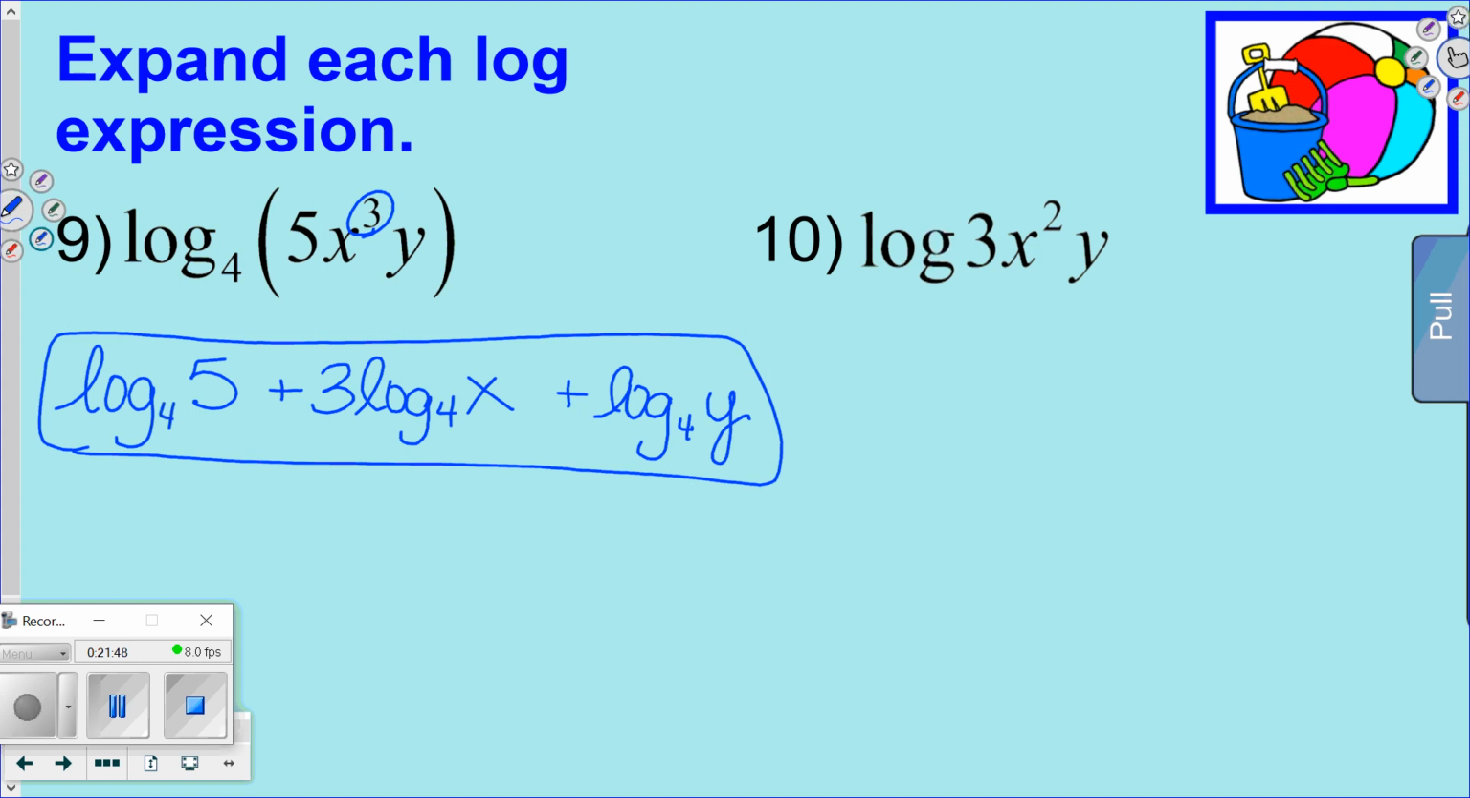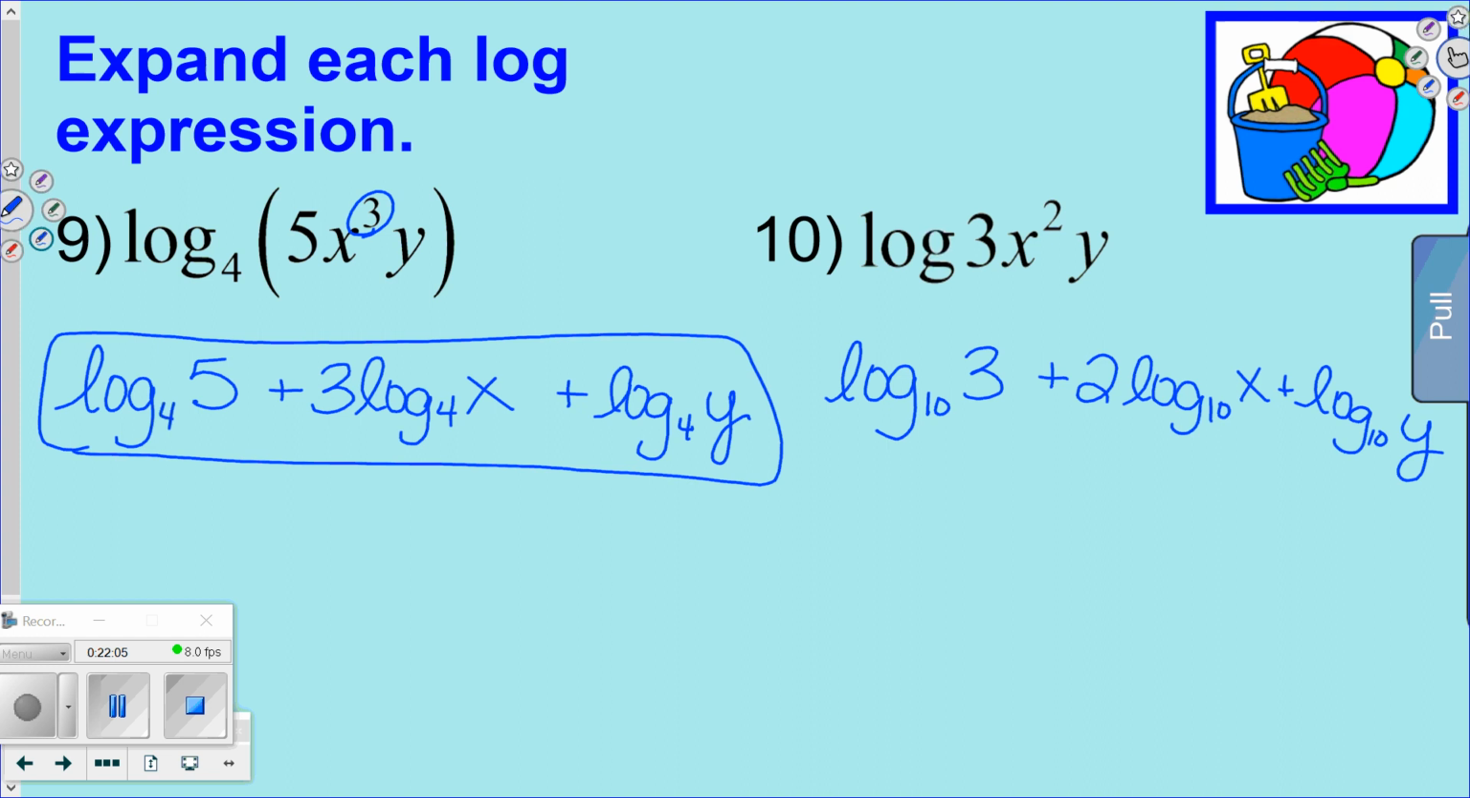All right, guys, number 10. How many times did you write log? 3 times. So we should have log base 10 of 3. Good. Did you loopy swoopy anything? The only one you could is the first one, 10 to what power equals 3? Yeah, it's not pretty.